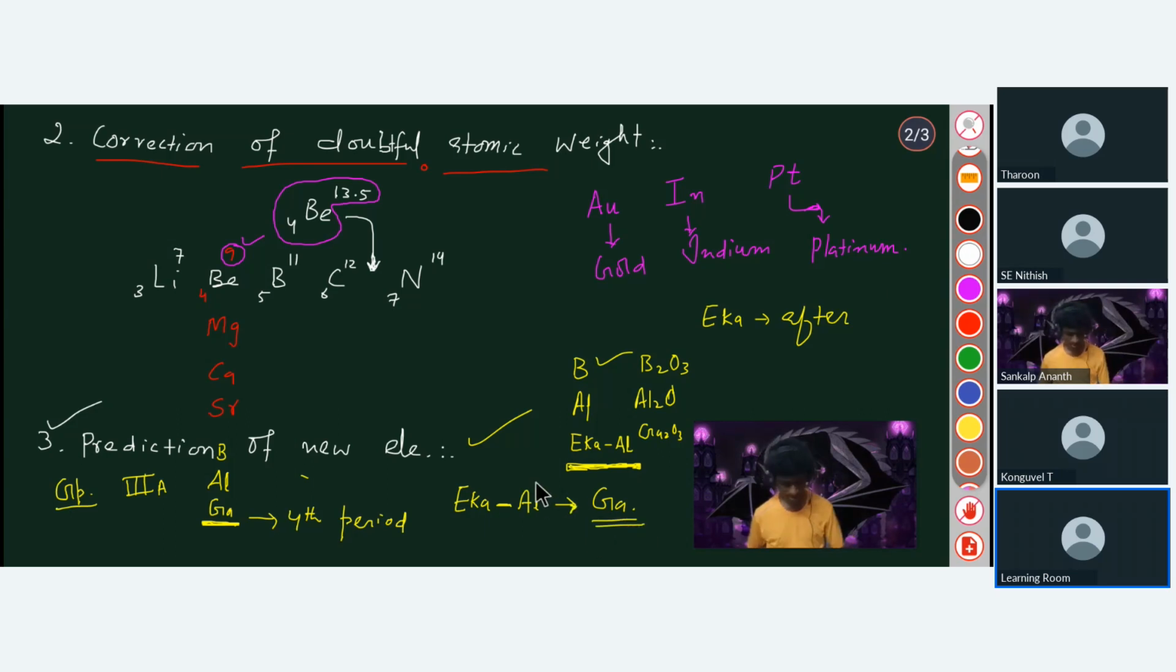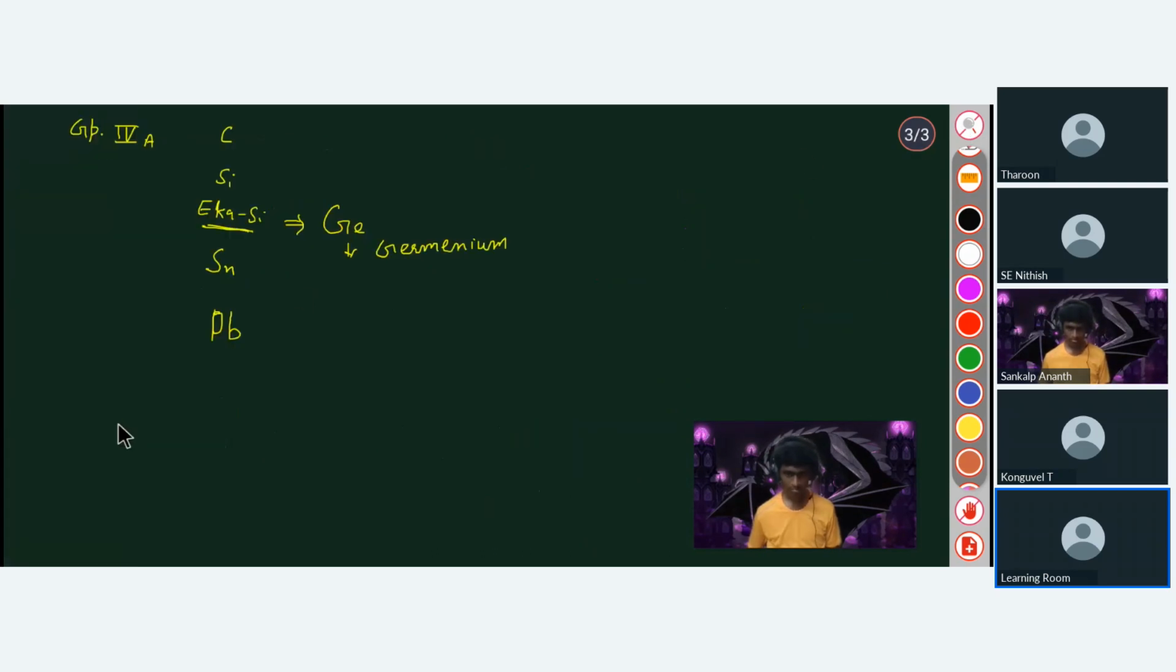So we can go to the next page. Mendeleev told this as Eka aluminum, but this is actually now gallium. Similarly, Eka silicon was discovered later on. So he also predicted the properties of this germanium. For example, he said that carbon forms the oxide CO2, silicon forms SiO2, so germanium will also form GeO2.